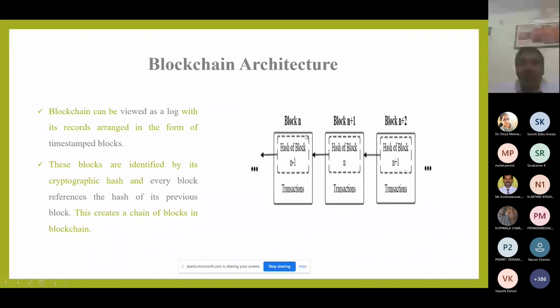And what do all these blocks contain? They contain the hash value and the transactions. So many transactions are there. We'll see in detail what these blocks actually contain, and we'll see how this linking works.